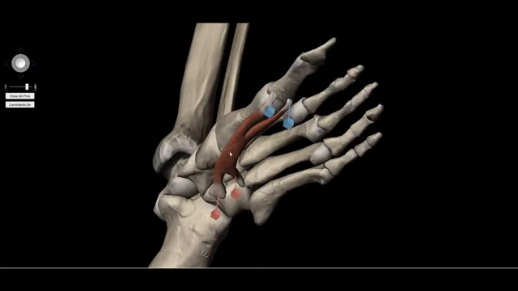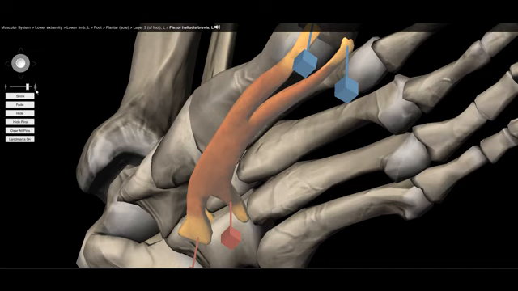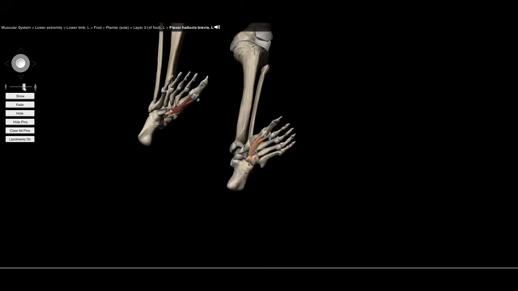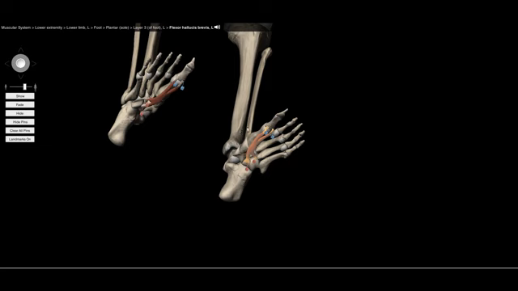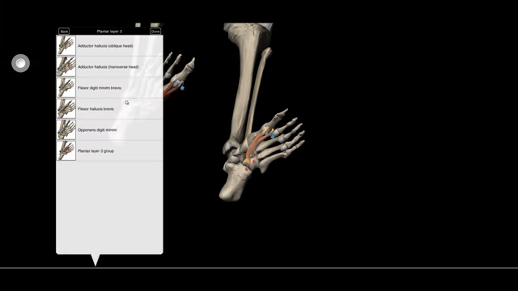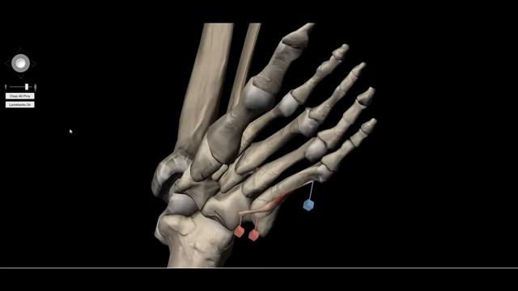I have a flexor hallucis brevis, assisting in the flexion of the big toe, and lastly, a small opponens muscle, which is responsible for pulling the fifth ray on that oblique axis down and in.